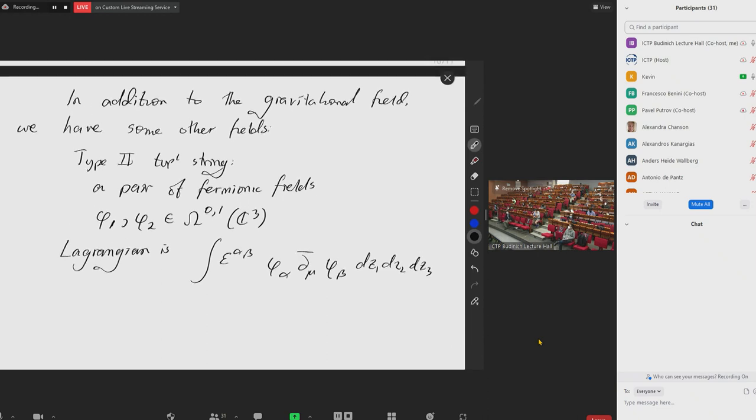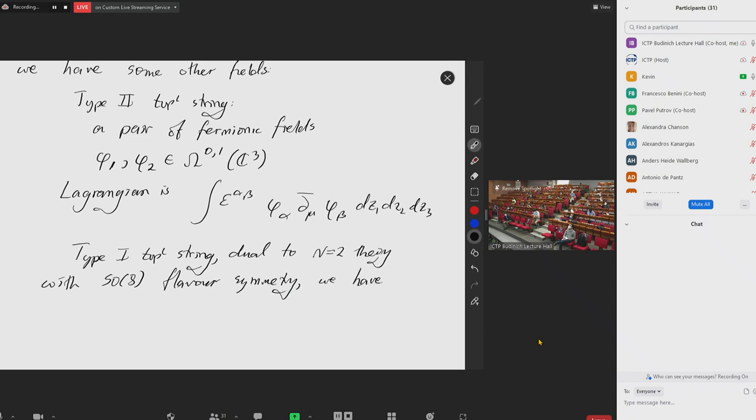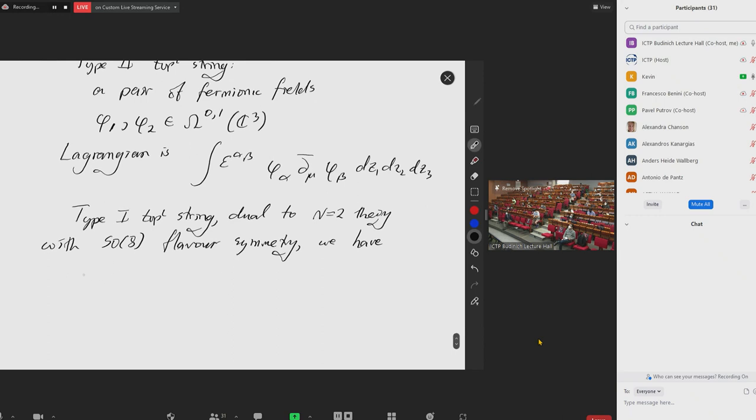So for the type 1 topological string, which is dual to the N=2 theory with SO(N) flavor symmetry, in the geometry we also have an SO(N) gauge field, with the holomorphic Chern-Simons action.